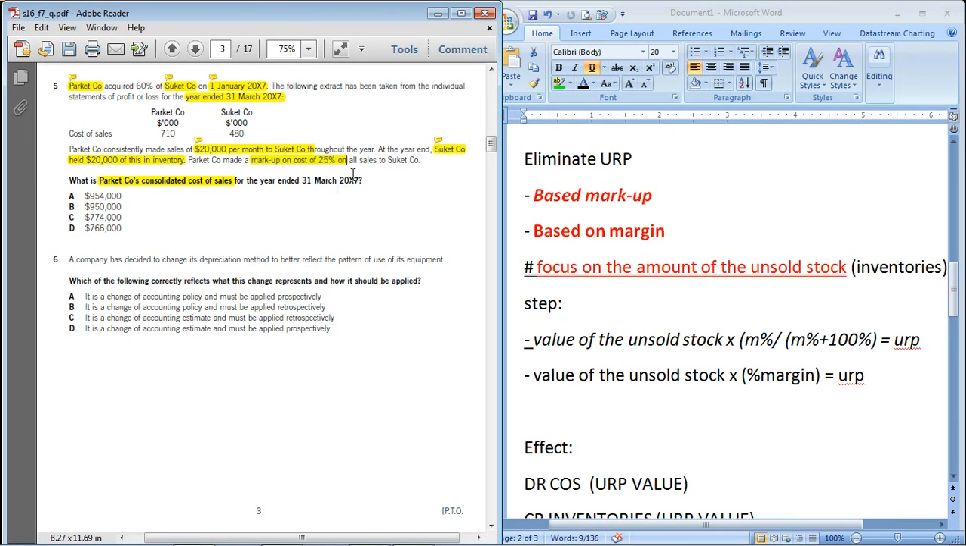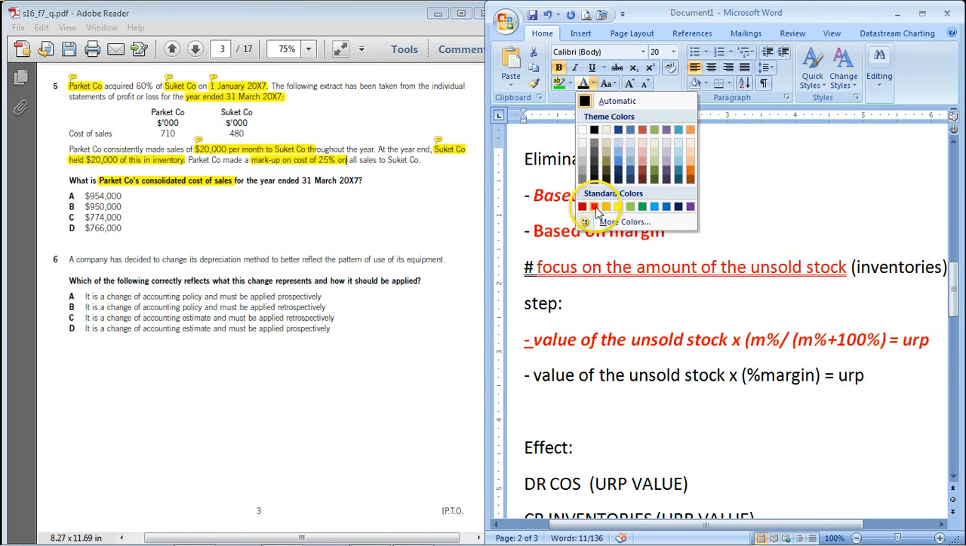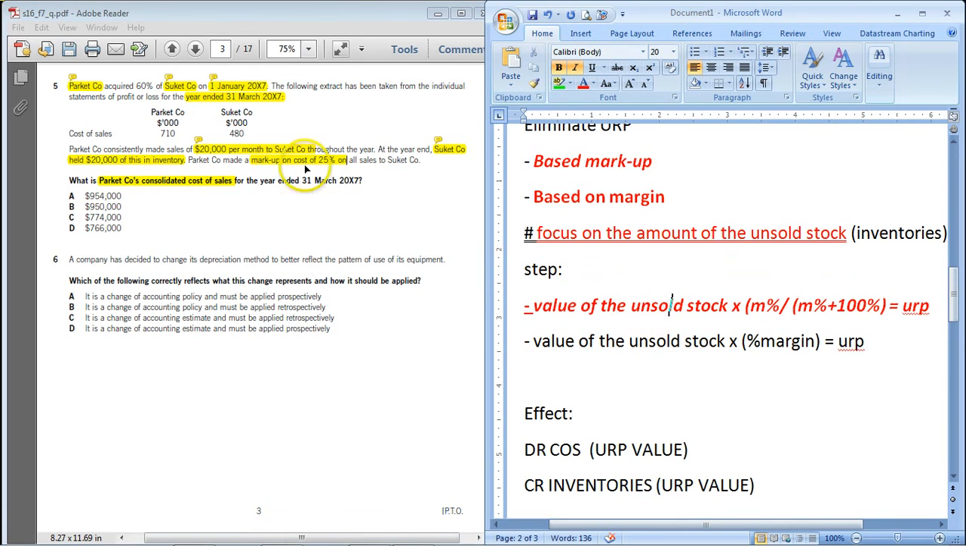So it's a cost of 25% on the sale of Suket company. So you're using a markup on cost. So automatically you are using this URP formula. You see why you're using this? Because the question requires you to use markup on cost.